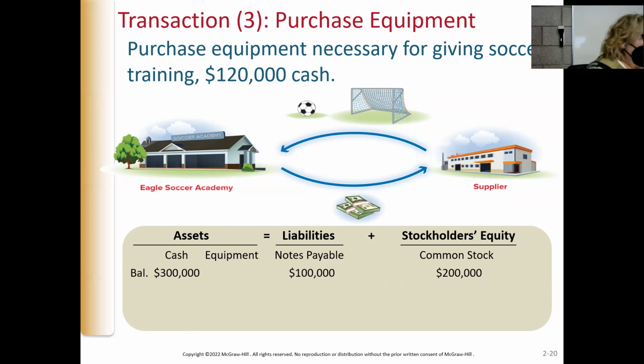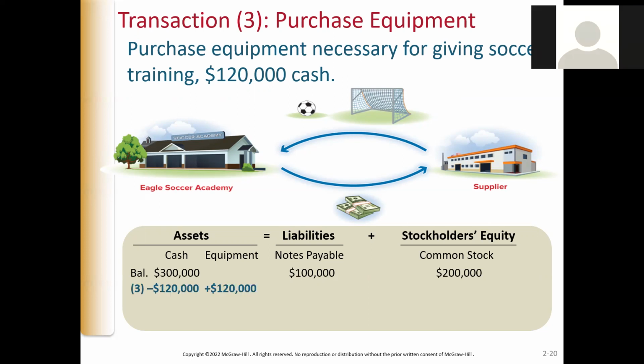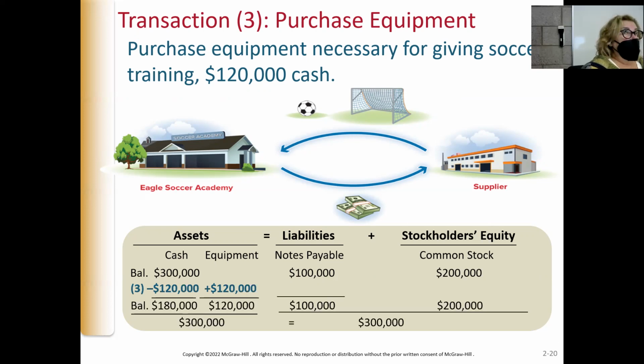And then what else is being affected? What are we purchasing? Equipment. It's an asset. So do you see our cash went down 120,000, but our equipment increased 120,000? But guys, do we still balance? Yes. In that particular equation, it was on the side of assets. One went down and one went up. But we're still in balance, aren't we?